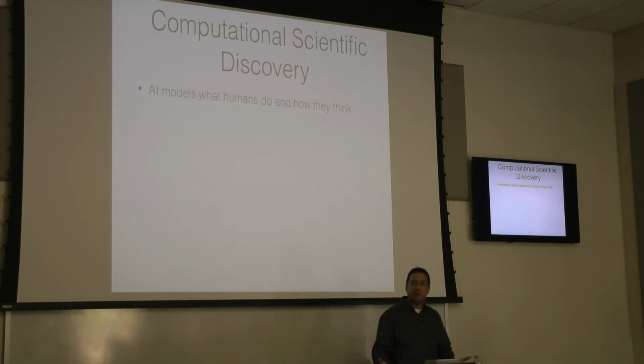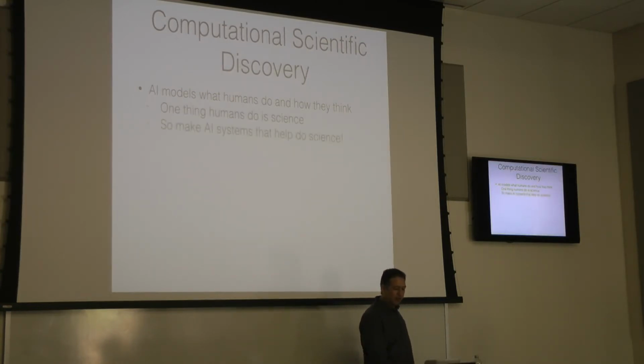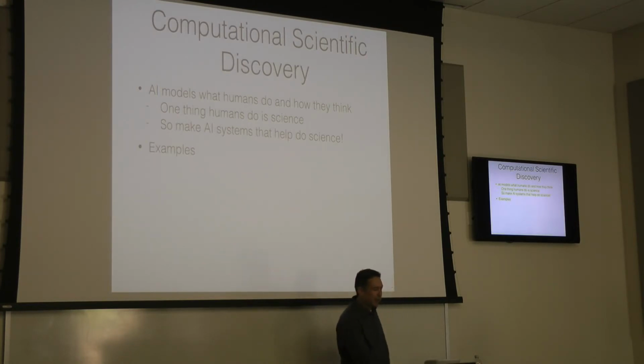And well, science is something humans do, so maybe we can model scientists. We can model scientific cognition. And so we can make AI systems that help humans do science. In fact, this was conceived of as a human-machine symbiosis, so this early kind of proto-cyborg literature.